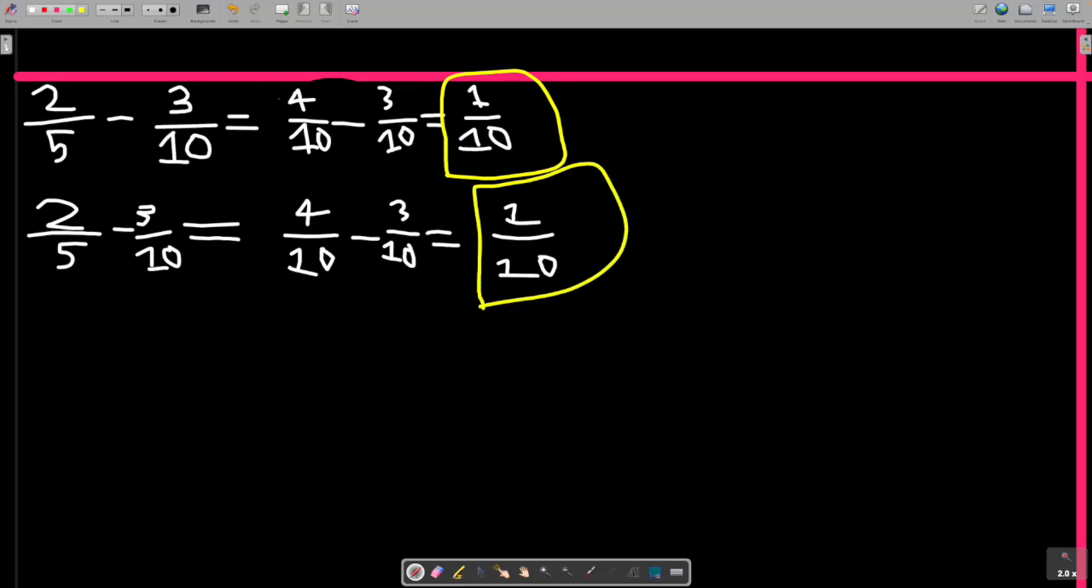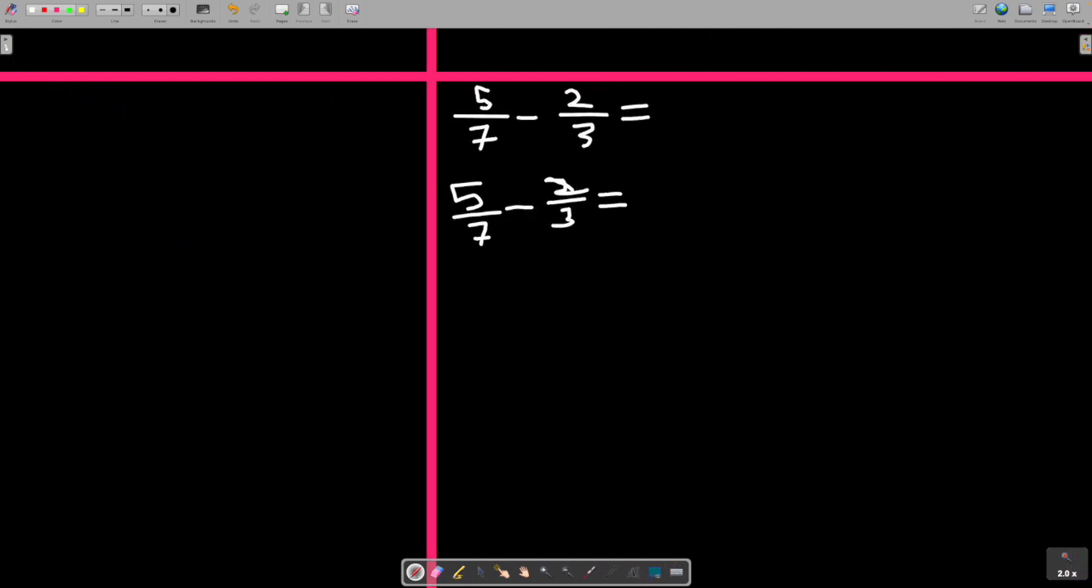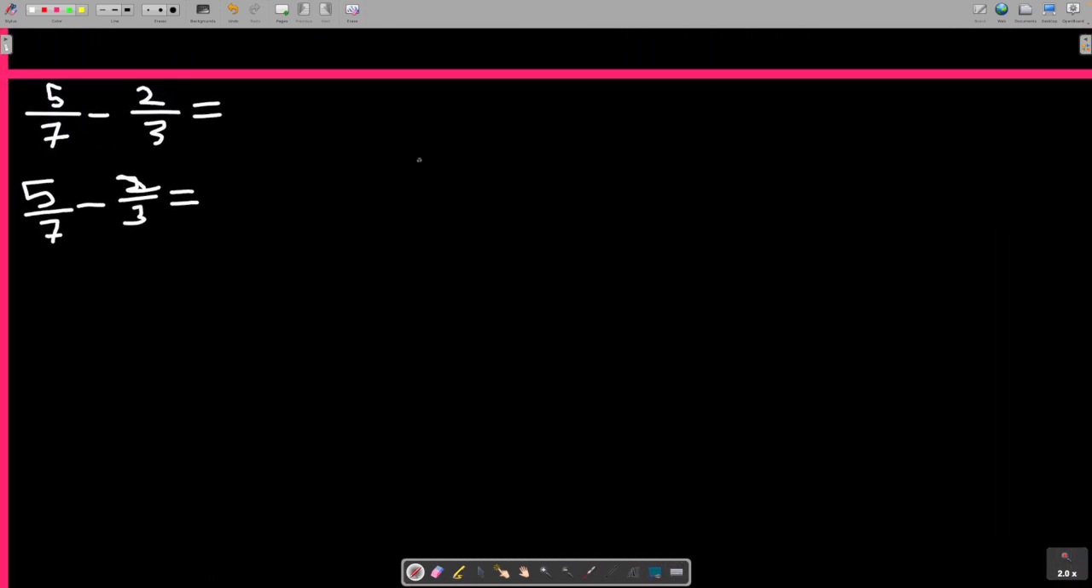The same thing. Let's try another subtracting equation, but this time we can do the third and fourth ways, the scissors and the cross multiplication.